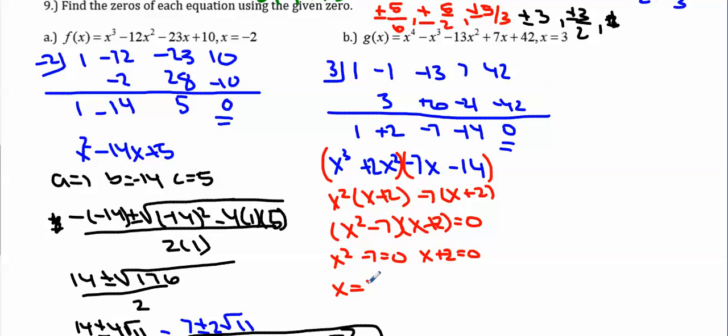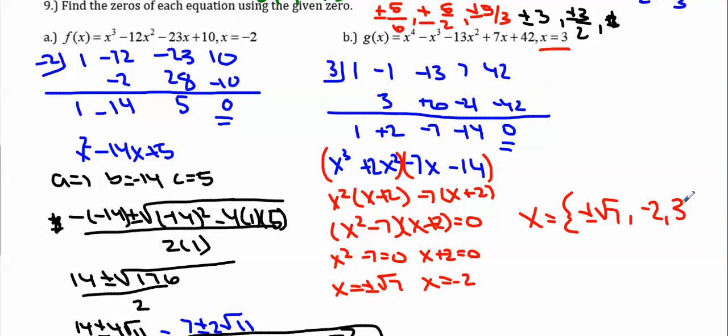So x equals plus or minus the square root of 7, x equals negative 2, and then the 0 that I'm given is x equals 3. So that's 1, 2, 3, 4, and those are all my zeros. So x equals... you don't have to write your answer like this, but it's preferred. All right, so there we have it.